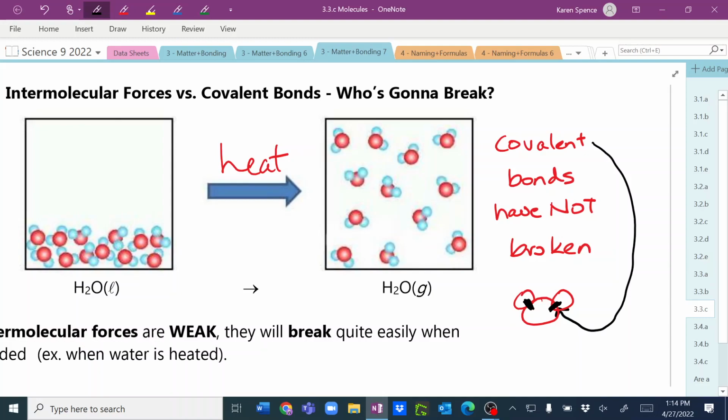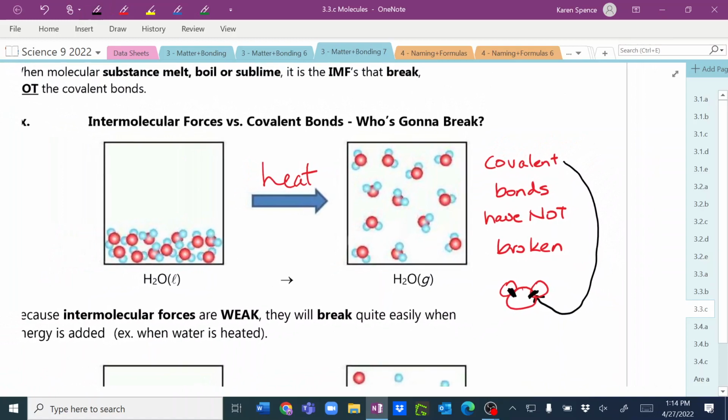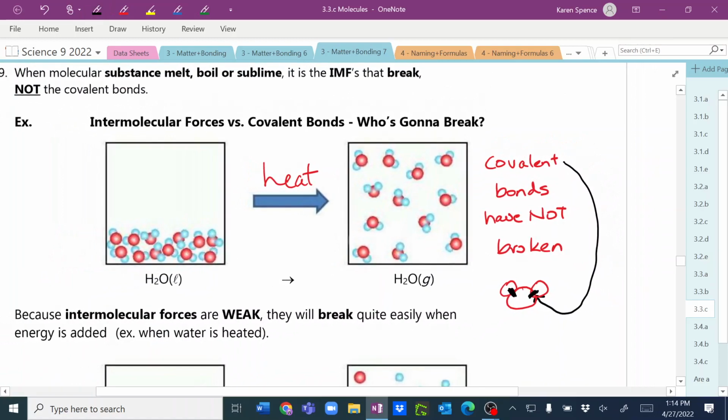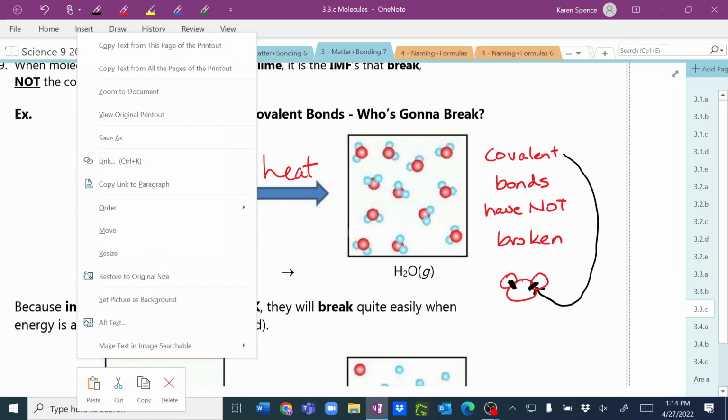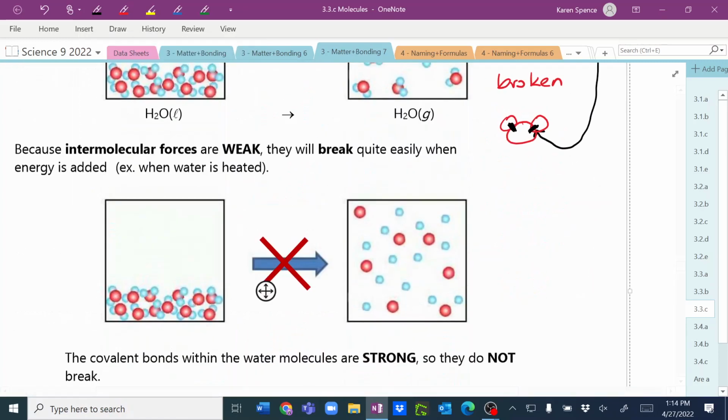It is those weak intermolecular forces that break. So what you're not going to see is, oh, I'm going to boil some water, and all of a sudden, I have hydrogen and oxygen atoms all together, just separated out. Okay, that does not happen. You cannot get that to happen.